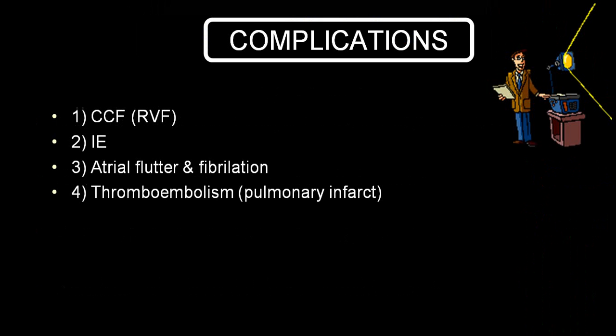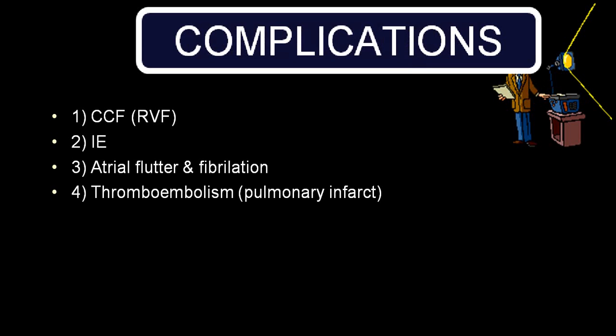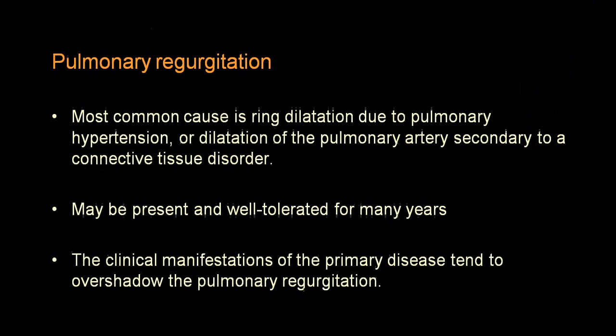The most common complications are right ventricular failure, infective endocarditis, atrial flutter fibrillation and thromboembolism, which will end up in pulmonary embolism and pulmonary infarct. But if pulmonary stenosis is associated with other congenital heart disease like tetralogy of Fallot or with ASD or PDA, it can end up in systemic embolization. And that we call paradoxical embolization.